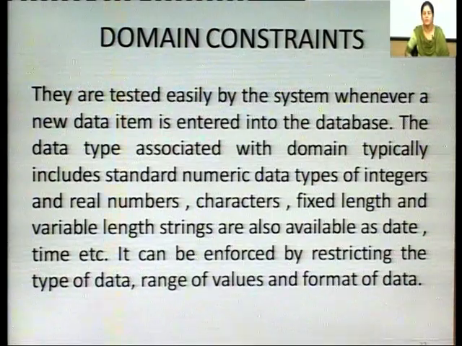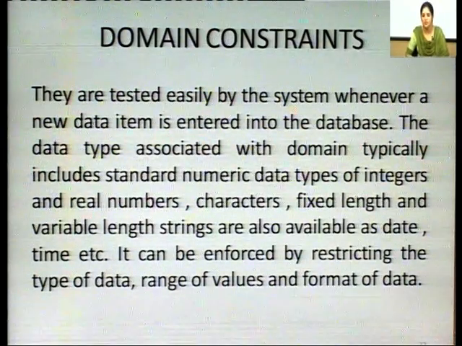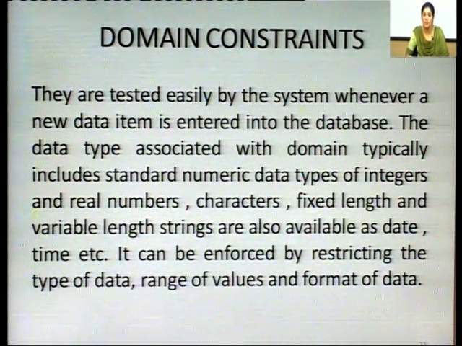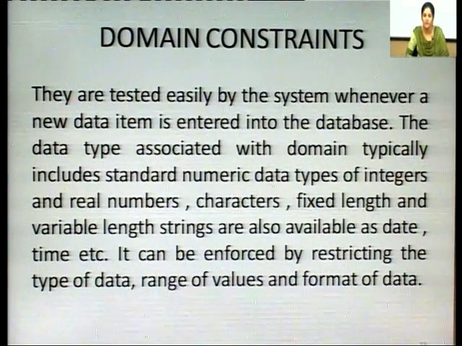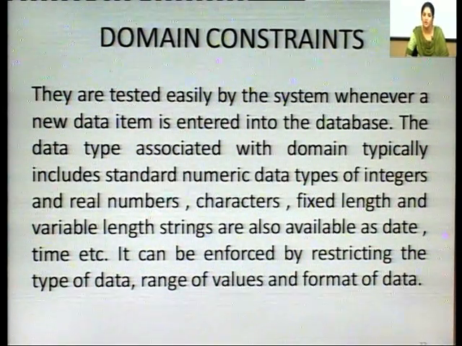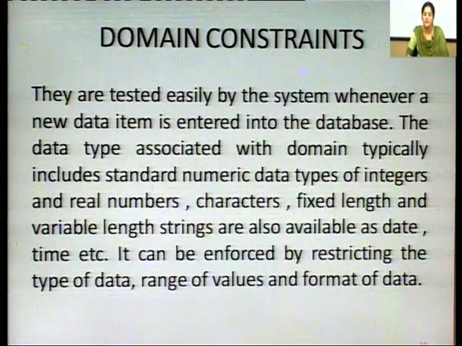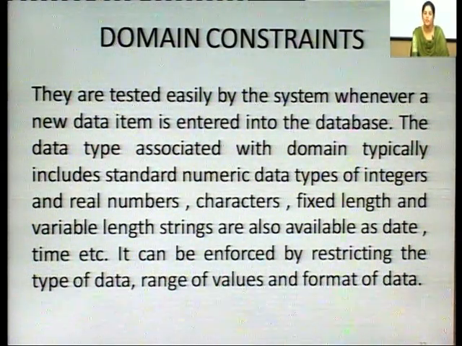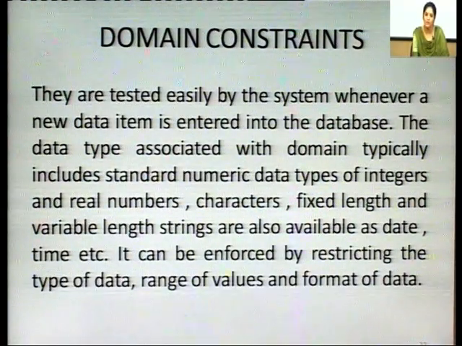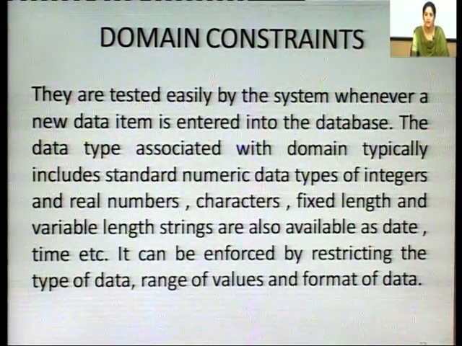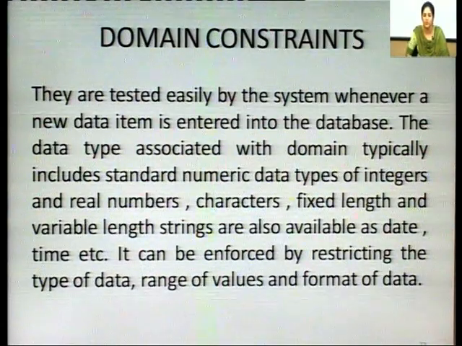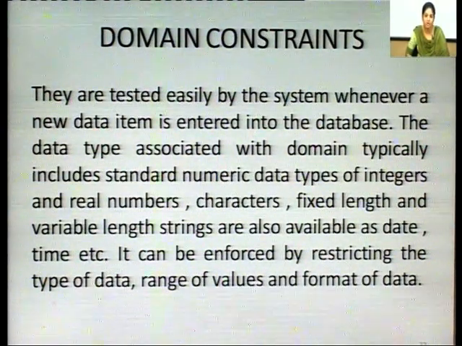For example, if a person enters integer values in the name column of a particular table, then this domain constraint will be violated by that user, and in such a situation the DBMS will not accept such values for a particular domain or for a particular attribute. So this is the function of domain constraints.